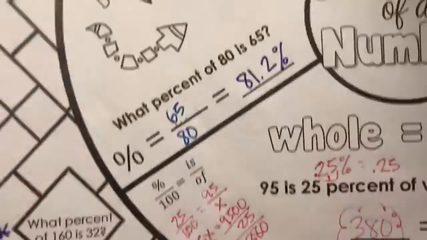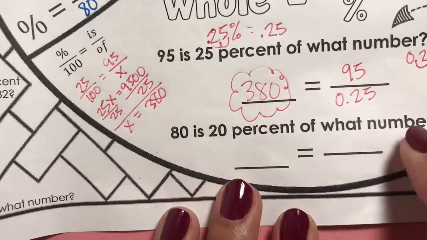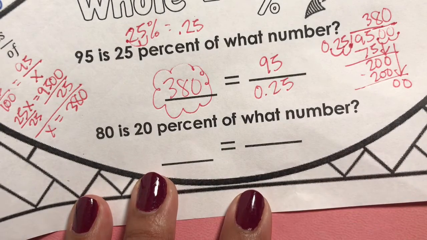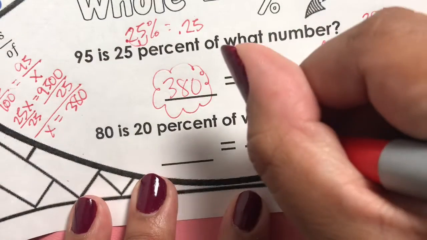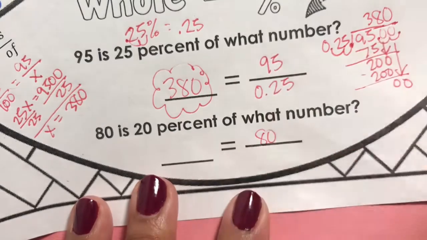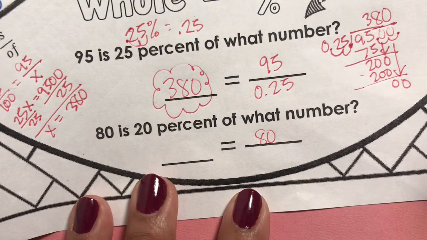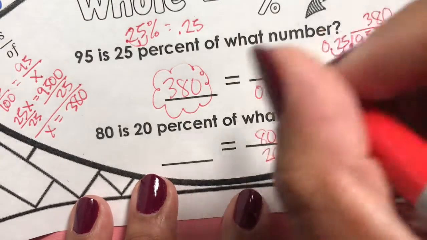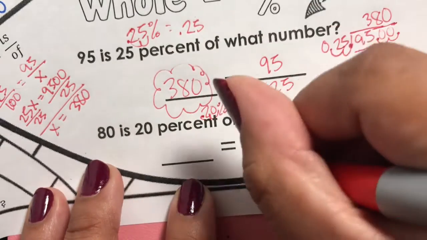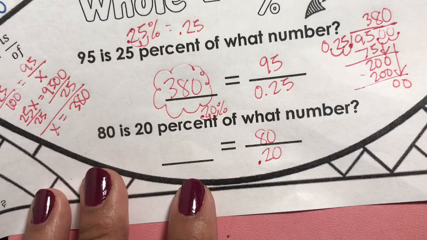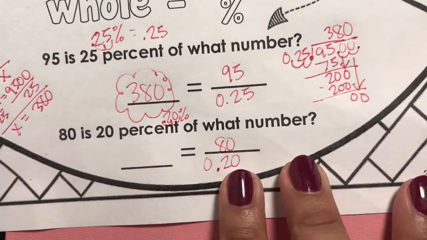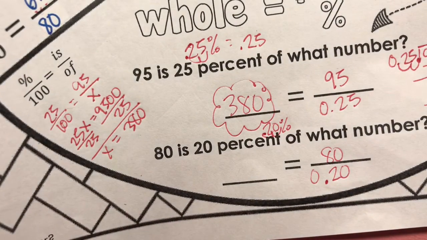Okay, so let's do 80 is 20% of what number? Okay, so the same method that we had here. What is our part? What is our percentage? Our part is 80. And we need to divide that by our percent. Percent is 20%. But again, we have to make sure that it is in decimal form. So our 20%, move the decimal 2 times to the left, it is 0 and 20 hundredths, or 0 and 2 tenths. Okay, so I ran out of room again.